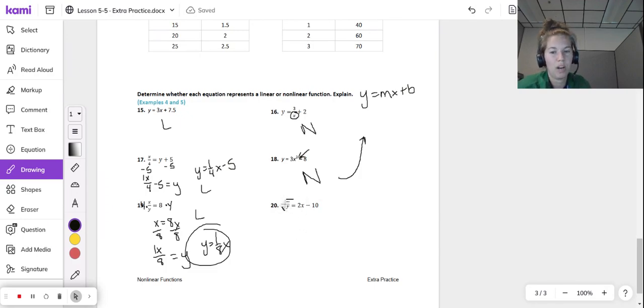Same with our square roots. When we see a square root, we would have to square both sides in order to undo that. So we would end up with y equals 2x squared minus 100, because 10 squared is 100, so minus 100. And this exponent would make it non-linear. Okay, so those three are examples of non-linear functions. So if it has an exponent, it's non-linear. If it's being divided by x, it is non-linear as well.